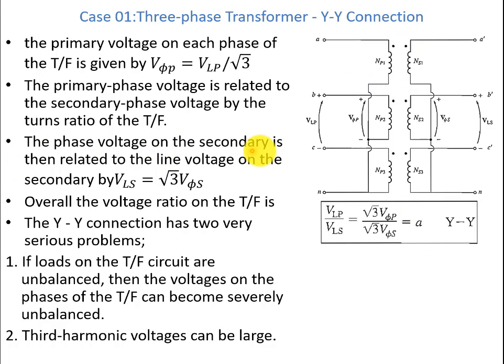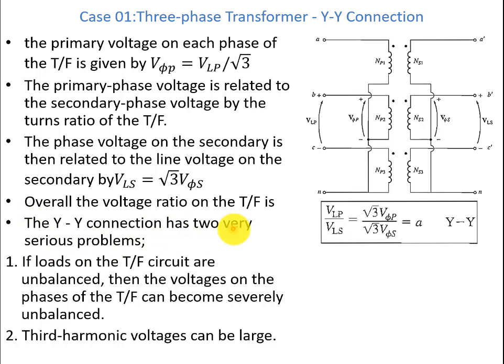So the phase voltage on the secondary is then related to the line voltage on the secondary. V line is equal to square root of 3 V phase. Overall, the voltage ratio of the transformer is the line voltage on the primary side divided by the line voltage on the secondary side, which is square root of 3 V phase primary over square root of 3 V phase secondary. So they are the same, and that will be simply A. For YY, the transformation ratio is just simply A, the turns ratio of the primary to secondary windings.